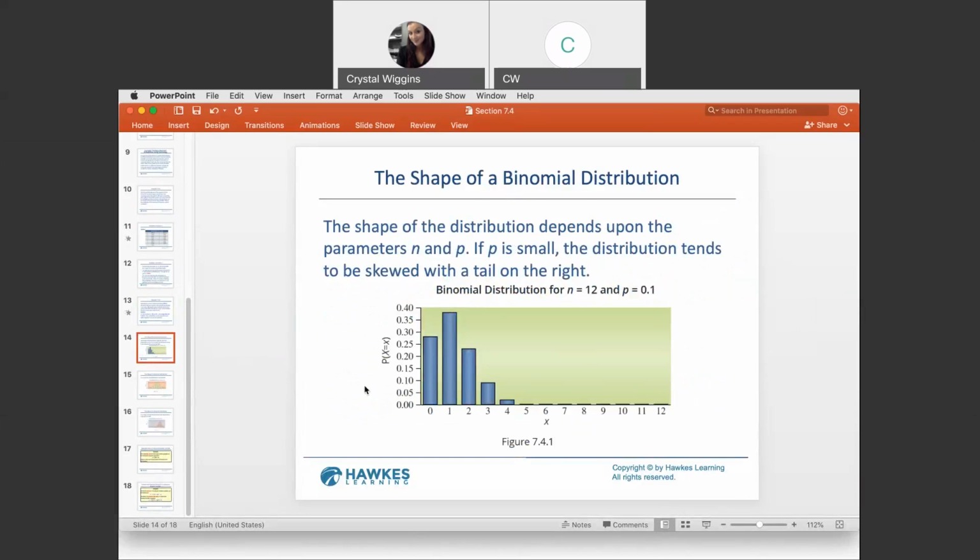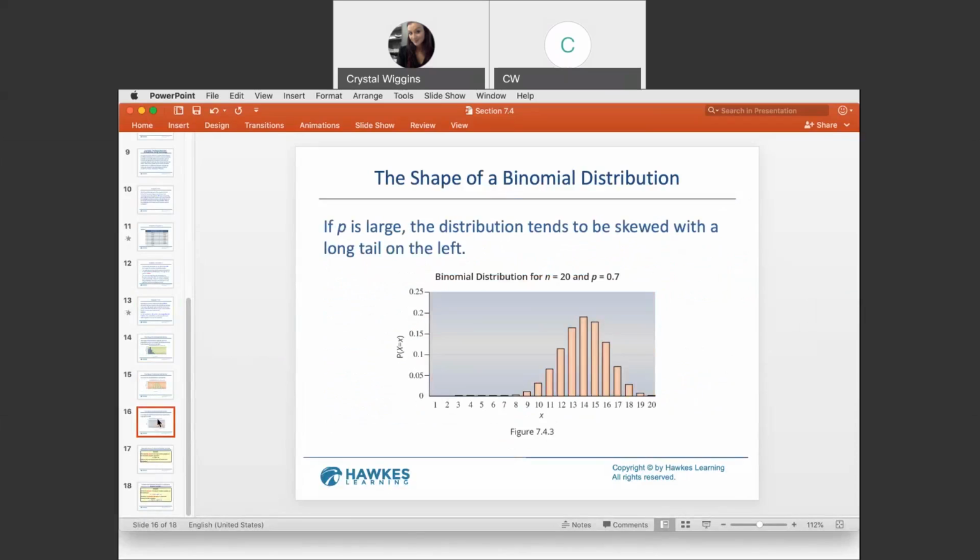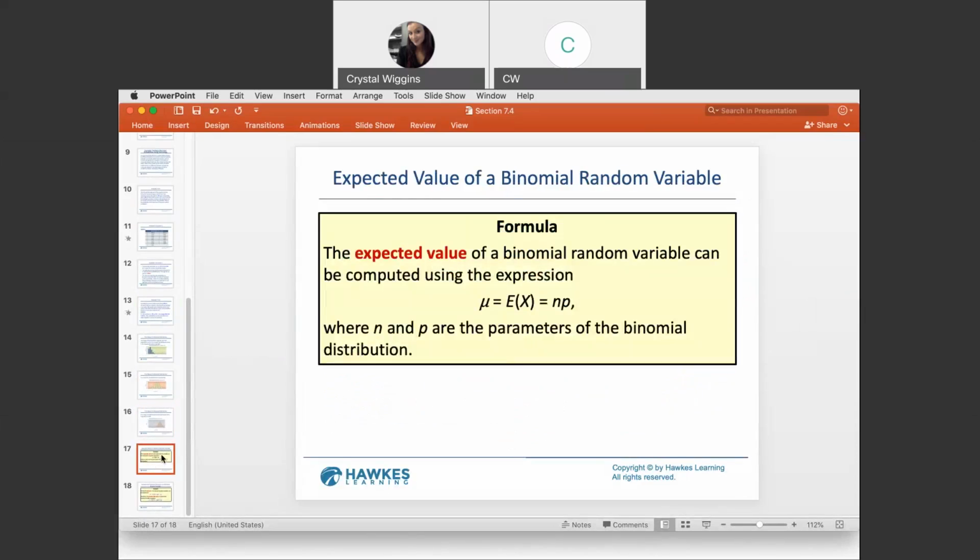Okay, so the shape of the distribution depends on the parameters n and p. If p is small, the distribution tends to be skewed right. If p is close to 50%, we tend to see a symmetrical distribution. And if p is very large, we tend to see a left skew distribution. The expected value is calculated by simply n times p.